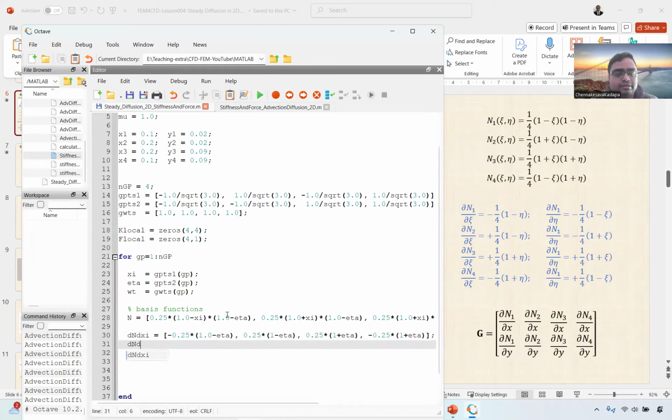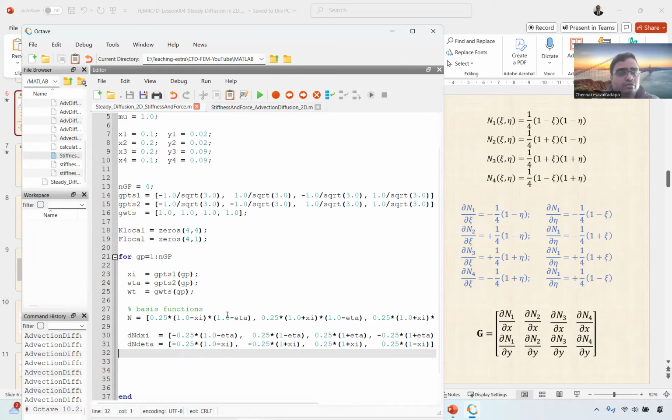And then dN by d eta, just for alignment. Minus 0.25 multiplied by (1 minus xi), minus 0.25 multiplied by (1 plus xi), 0.25 multiplied by (1 plus xi), 0.25 multiplied by (1 minus xi). Close the bracket. If you want, you can also take care of the alignment.